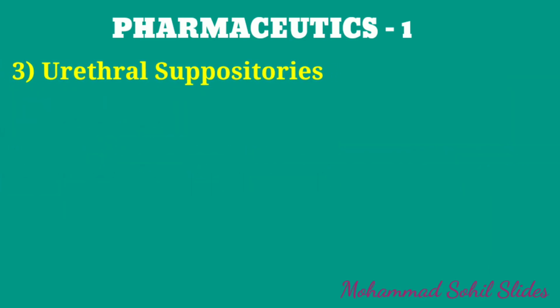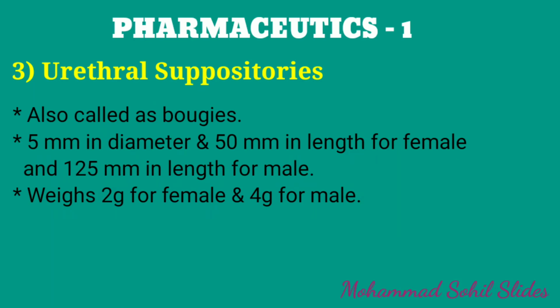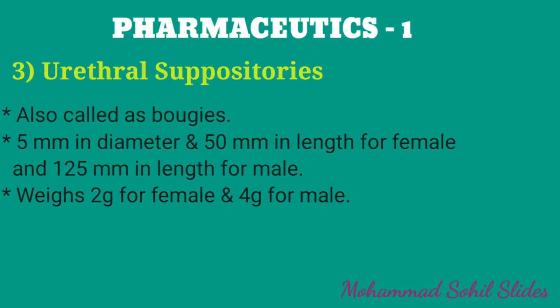Then third, urethral suppositories. They are also called bougies. These are usually about 5 mm in diameter and 50 mm in length for females and 125 mm in length for males, with a weight of 2 grams for females and 4 grams for males. Suppositories are indicated for administering drugs to infants and small children, severely debilitated patients, those who cannot take medication orally, and those for whom the parenteral route is unsuitable.